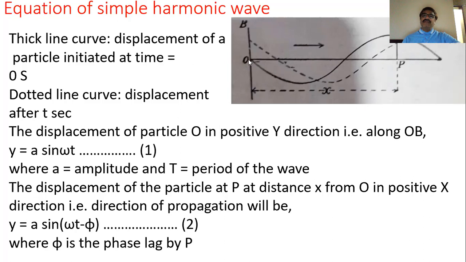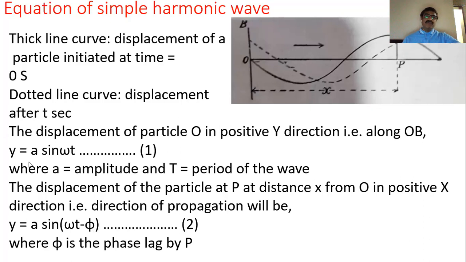There is a phase difference between the particle at O and the particle at P, because the particle at O first started its motion, and when the wave propagates in the forward direction and travels a distance x, after a certain time the particle at P starts its displacement. So the particle at P starts displacement later, and therefore it lags in phase behind the particle at O by some difference of phase.